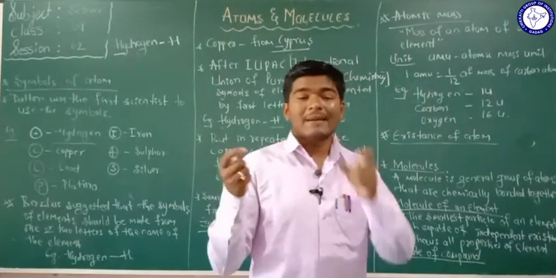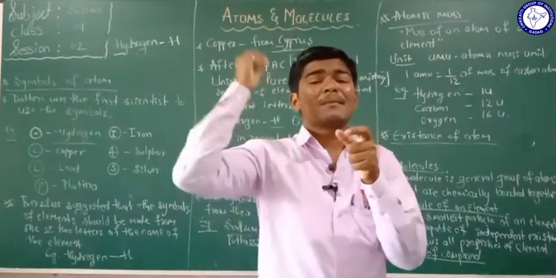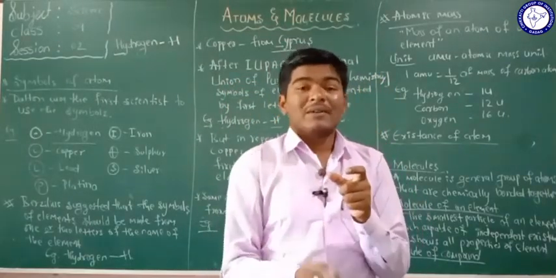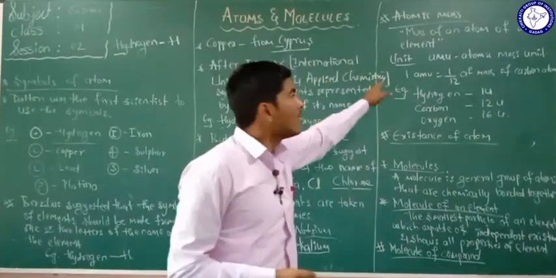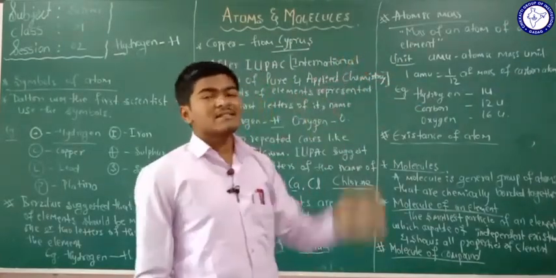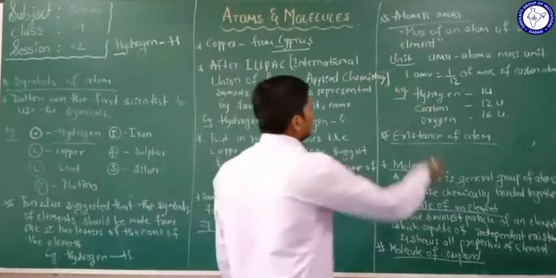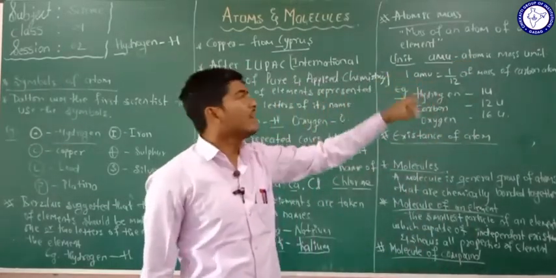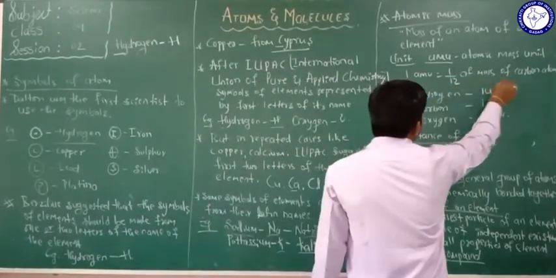As we know already, an element is made up of a number of atoms; 1,000 billion atoms are present in one element. So the mass of an atom is nothing but the atomic mass. The mass of an atom of an element is known as atomic mass. What is the unit in which we measure the atomic mass here? The atomic mass unit, that is AMU. 1 AMU is equal to 1 divided by 12 of the mass of a carbon atom.